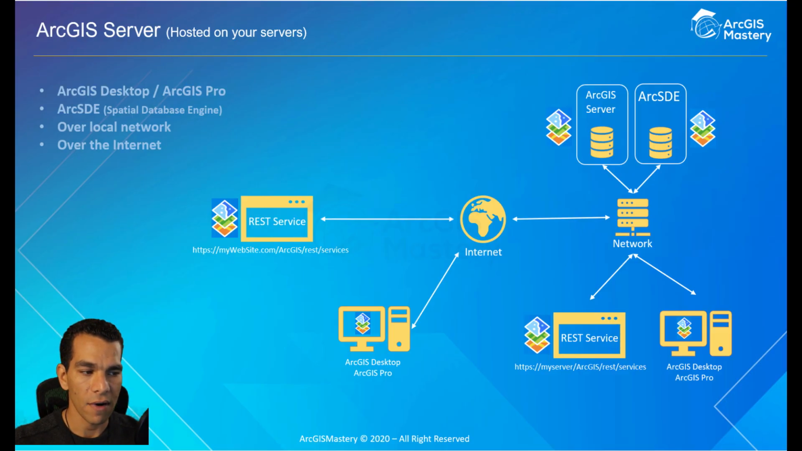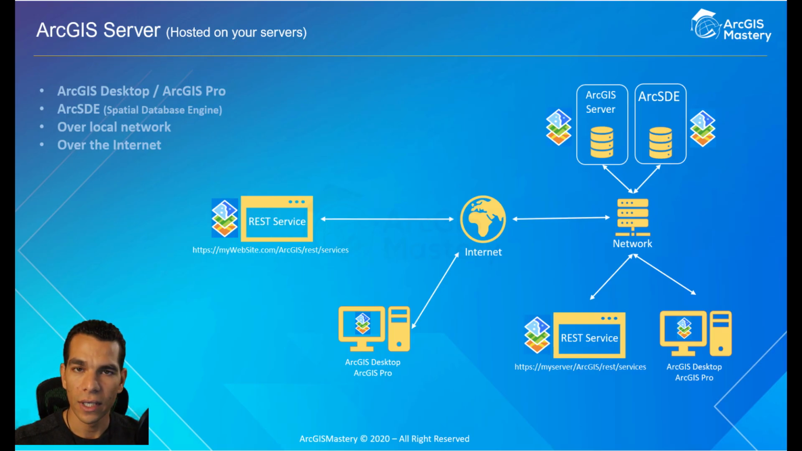So right now we have our network on the right side with all this infrastructure. We have ArcSDE, we have ArcGIS Server connected to a network, and this network is opened to the internet. So people can access this data on ArcSDE, or they can access the maps that are hosted on ArcGIS Server through the internet and using REST services.